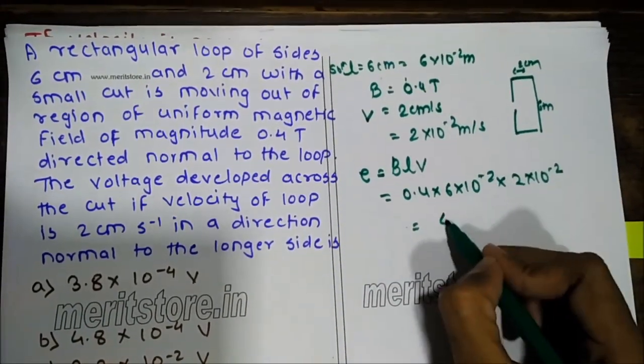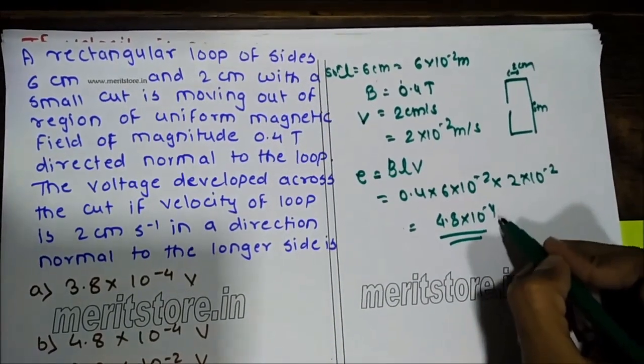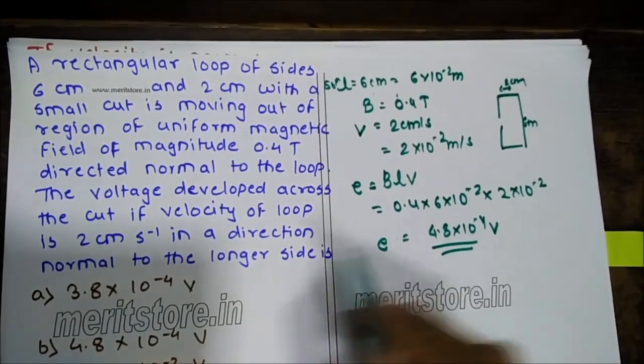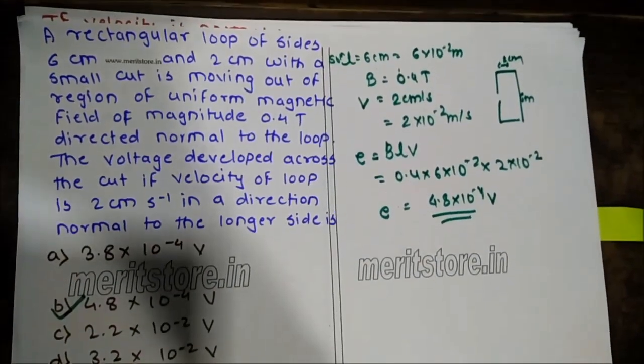So the entire answer comes out to be 4.8 into 10 raised to minus 4. Okay, that is the voltage developed. So the correct option is B, 4.8 into 10 raised to minus 4.